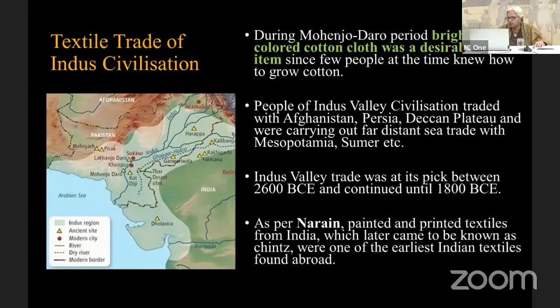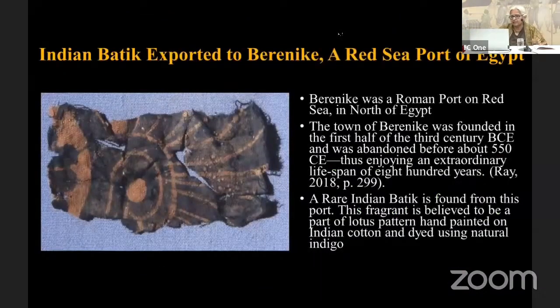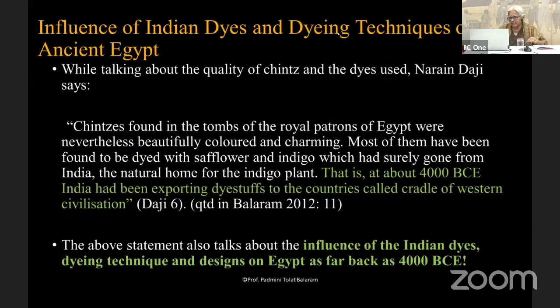Indus Valley trade was at its peak between 2600 BCE and continued till 1800 BCE. And the chints were also known at that time. So the chints are one of the fabrics which have the largest lifespan. It started with Mohenjo-daro, and we have it here till today, still alive. So I'll just go very fast so that I'm escaping some slides.